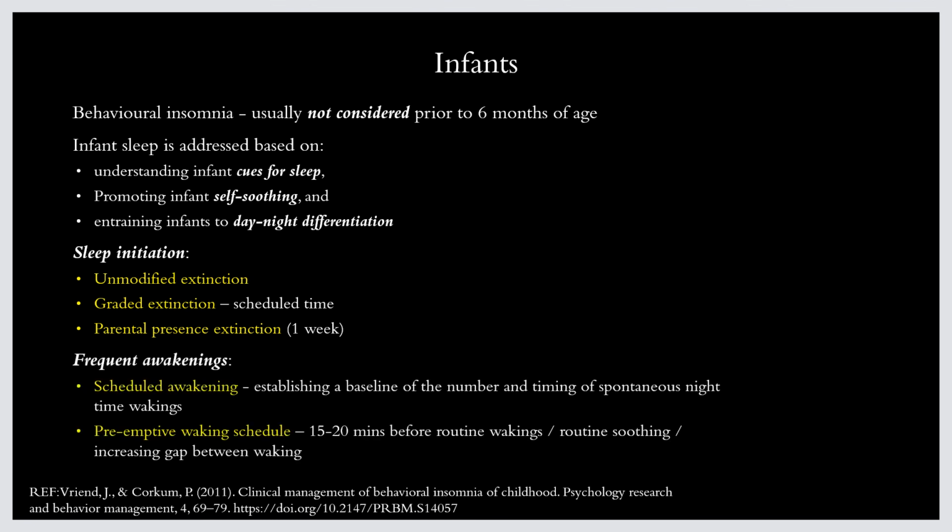For frequent awakenings, we can do a scheduled awakening so that the child is reassured, and the parent is available at that time. There is a preemptive waking schedule, that is 15 minutes before routine wakings. Increasing the gap between the wakings can also be done, and these are methodologies used for frequent awakenings, to reassure the child.